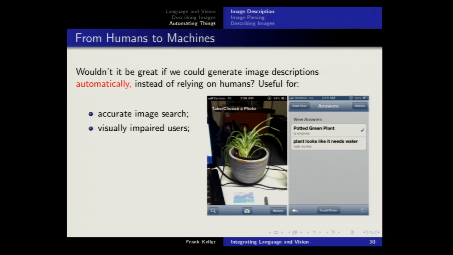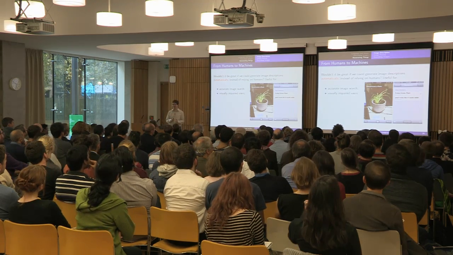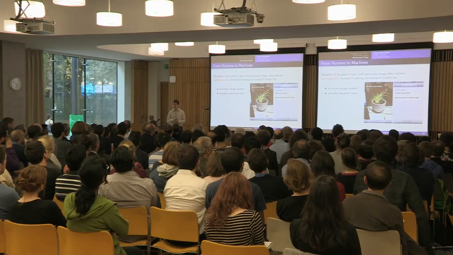Visually impaired users. This is actually an app that you can download on your smartphone. You can take an image on your phone, and then you can get a description of the image. Potted green plant, or plant looks like it needs water. Unfortunately, these descriptions are generated by humans. What the app does is take the image and send it to a crowdsourcing service called Mechanical Turk. People look at the image, type the description, get 5 cents for it, send it back. And that's what you see here.